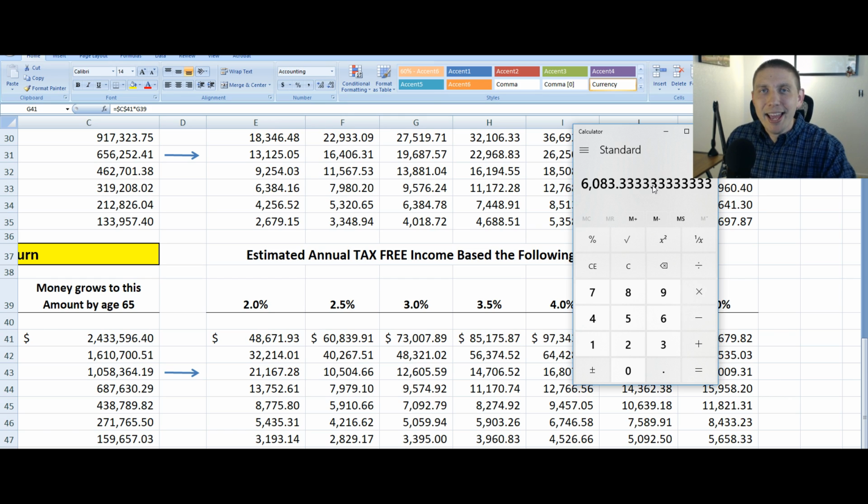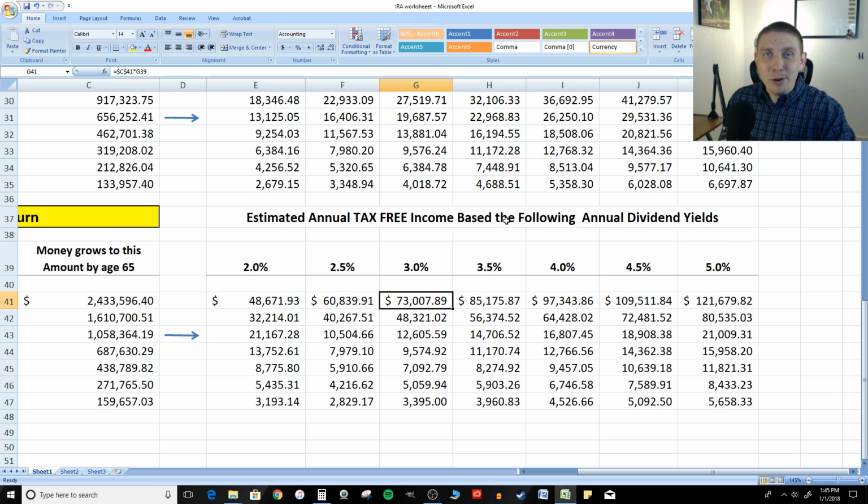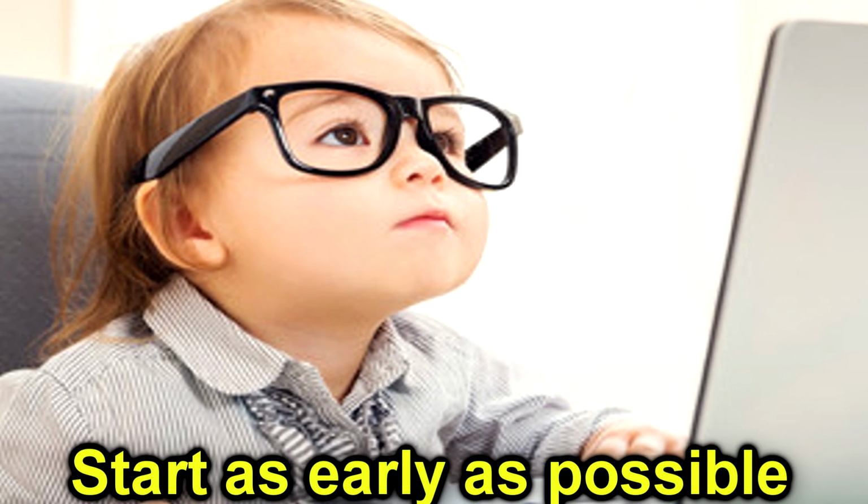Now, who can't live off that? A tax-free income of $6,000 a month. That's amazing. So that's the power of this thing, guys. That's the power of starting as early as possible and building up a Roth IRA.